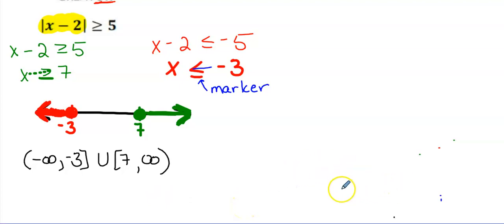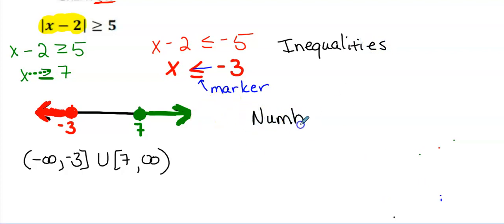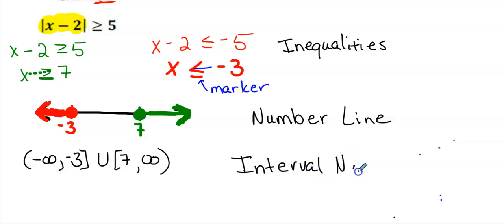So we have the inequalities. I want to see where you've solved the inequality. We have the number line. And we have interval notation. So on most of these, I want to see all of it.